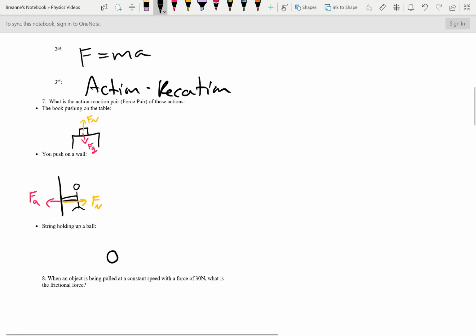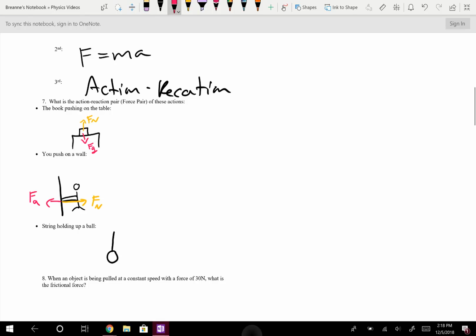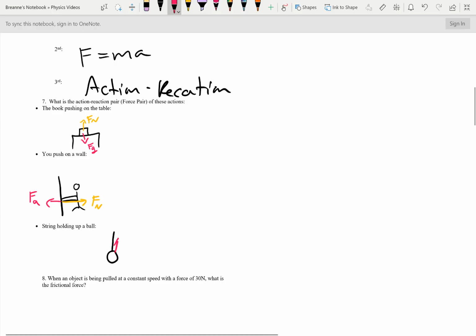If we have a ball on a string, the string is holding up the ball. So we have a force of tension here. Force of tension. So you have the string holding up the ball, but in theory, we also have the ball pulling down on the string. So if the string is holding up the ball, the ball's pulling down on the string. That's your action-reaction pair.